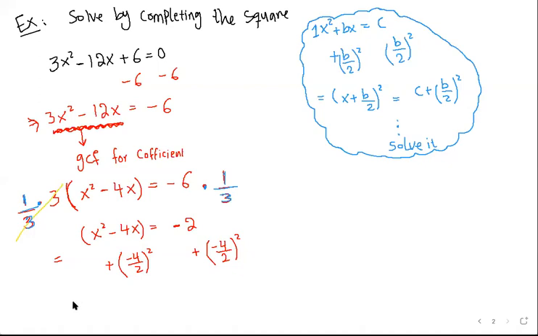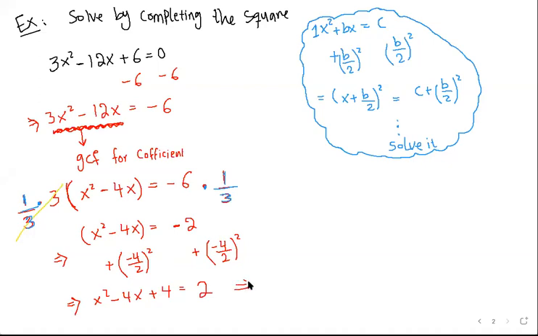Okay? So what do I get? x squared minus 4x plus 4 equal minus 2 plus 4 is, what is it? This 2. Okay? This is again 4. Why? Negative 4 over 2 is negative 2. My negative 2 squared is 4. So we're adding 4 for this side. We add 4 for this side.